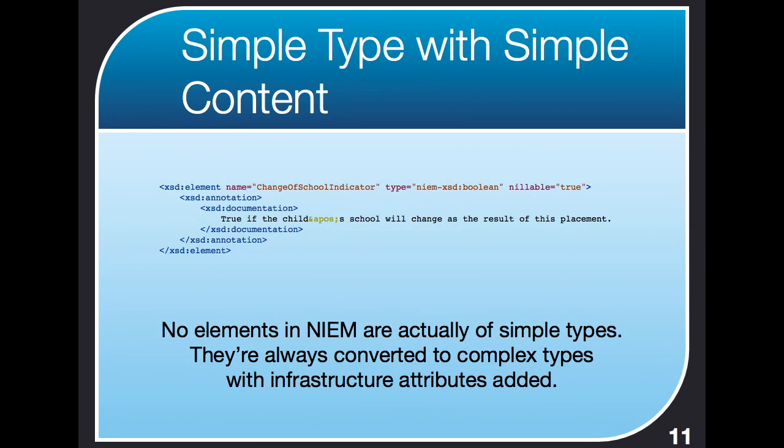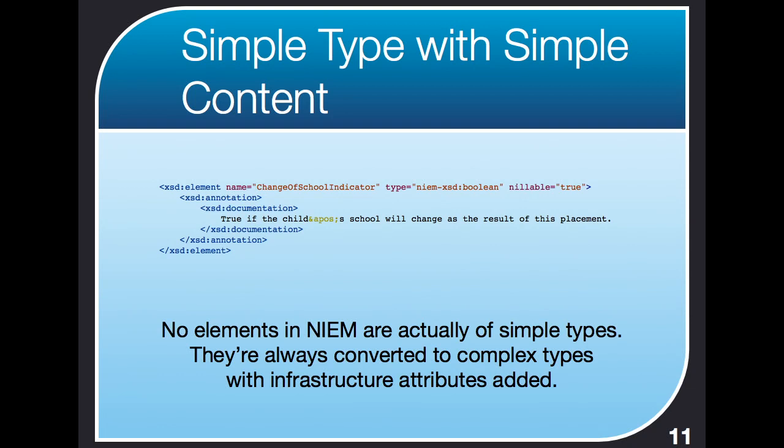Finally, here's a simple type with simple content. In this case, it's a Boolean. So the name is change of school indicator, and indicator is the word we use in the NIEM for true-false values for Booleans. The type is NIEM-XSD Boolean, so it's XML schema's true-false Boolean type filtered through the proxy namespace to add infrastructure. And really that's all there is to it.